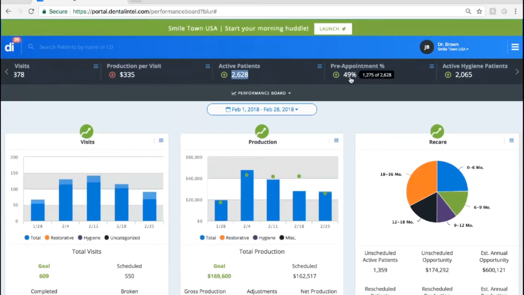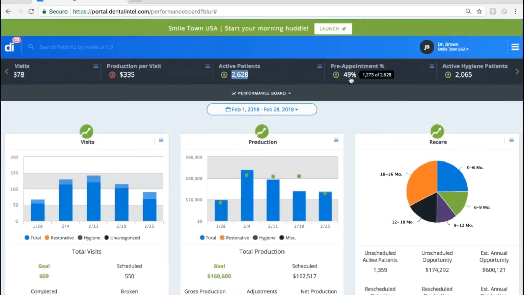Do you know exactly, not just how many left the office, but do you know how many of your active patients have a future appointment? Right. First of all, I'm sorry, buddy. I'm just so excited about this. This is so key what you're saying because number one, you have to know the number. You can't guess because again, data doesn't lie.